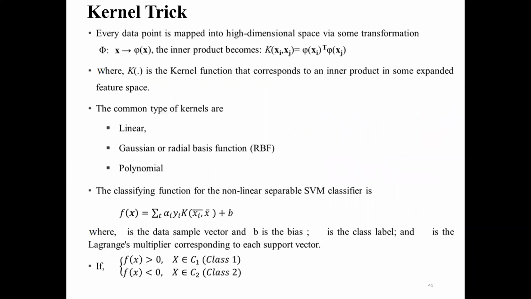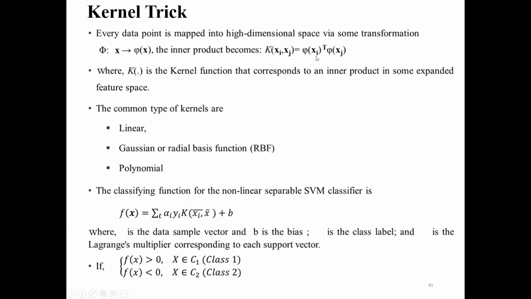This is one of the important classifiers. And the kernel trick, as we said, every data point is mapped into high dimensional space via some transformation. So the transformation that we use is phi of x, and the inner product becomes K(xi, xj), which is this.